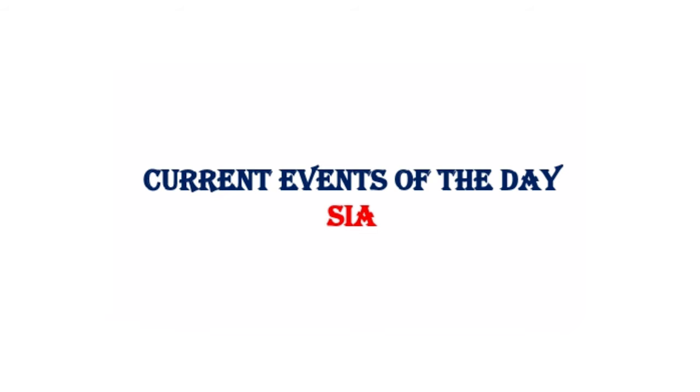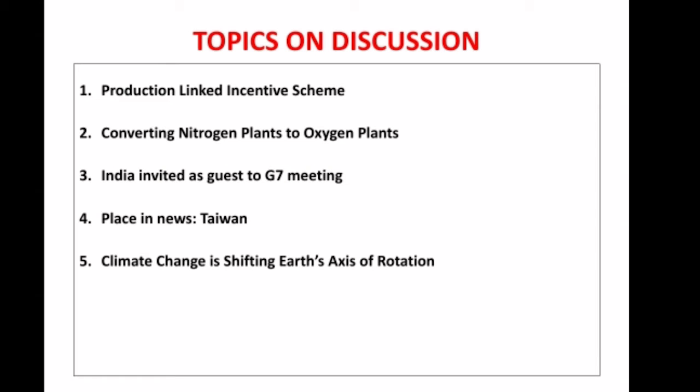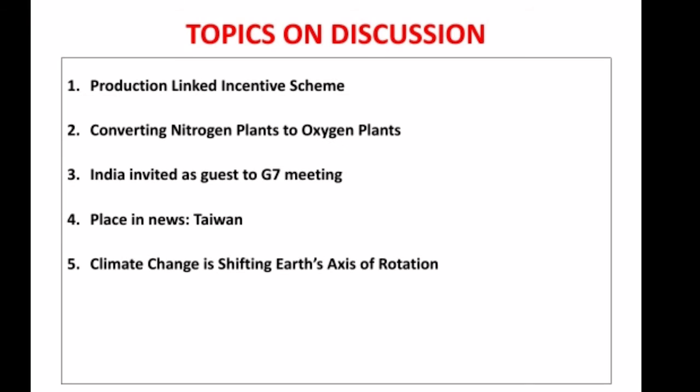So, let us take up the topics for today's discussion. We are having 5 more topics to be discussed. The first one is about production linked incentive scheme, and the second is converting nitrogen plants to oxygen plants. Thirdly, India invited as guest to G7 meeting. And the fourth one is about a place, that is Taiwan. We are going to discuss the location of this Taiwan. And the fifth, climate change is shifting Earth axis of rotation. So these are the 5 topics that we are going to discuss.